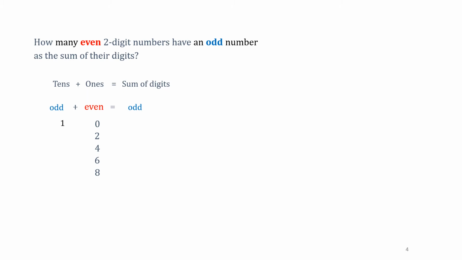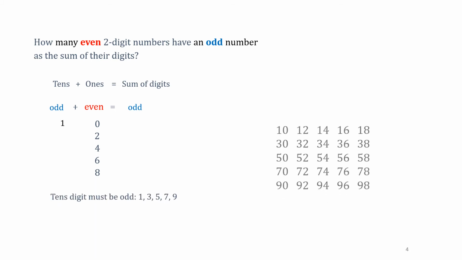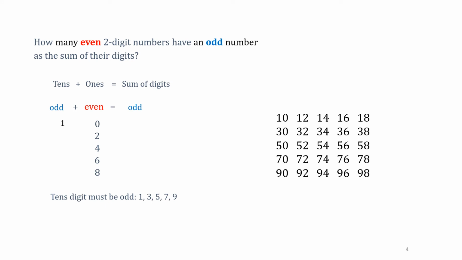The tens can be 1, or 3, or 5, or 7, or 9. If the tens is 1, it can match with the digits in the ones. It is 10, 12, 14, 16, 18. When the tens is 3, it can make another 5 numbers. When the tens is 5, it can make another 5 numbers. So we have 5 lots of 5. 5 times 5 equals 25 even two-digit numbers.